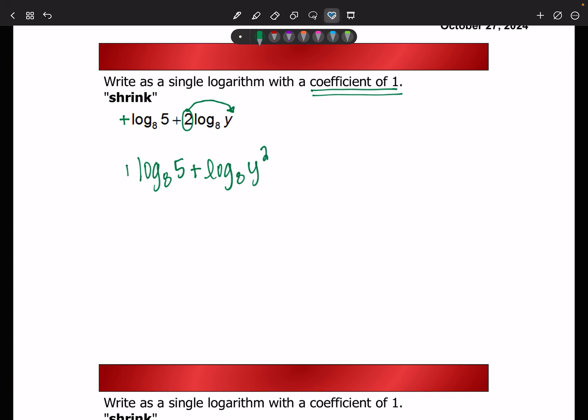Now we've got a positive log, a positive log. I'll be able to write this as 1 logarithm with a base 8, and then I don't have a fraction because they're both positive. I'll be multiplying the 5 and the y squared together, which would be log base 8 of 5y squared.